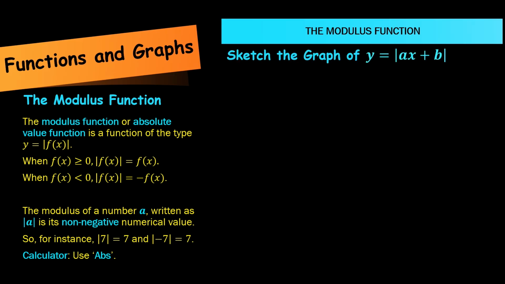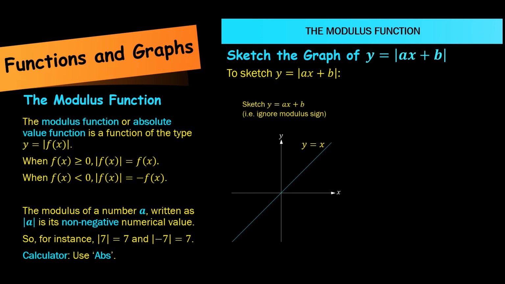We're now going to take a look at sketching the graph of y equals mod ax plus b. In order to sketch this, begin by sketching y equals ax plus b, i.e. simply ignore the modulus sign. So if we're looking at y equals mod x, then we simply sketch y equals x and not y equals mod x.